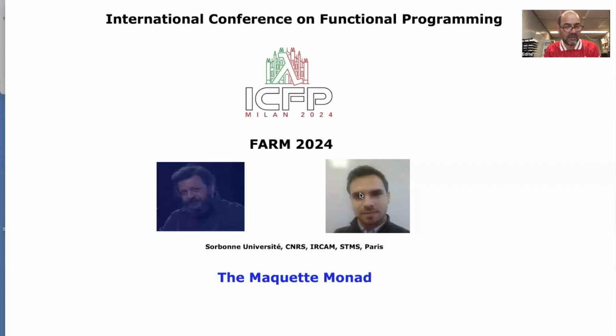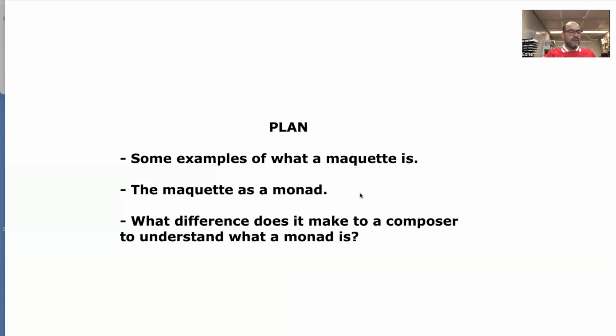So today, I will try to explain why it is important to go beyond just a discursive explanation of the semantic. And I will also discuss the impact that we are aiming to have on composers. So here is the plan for the talk. Firstly, I will start by showing you some examples of what a maquette is. Then I will explain why it's natural to understand this sequencer from a monad perspective. And finally, I will try to answer the question, is it really important for a composer to understand what a monad is?